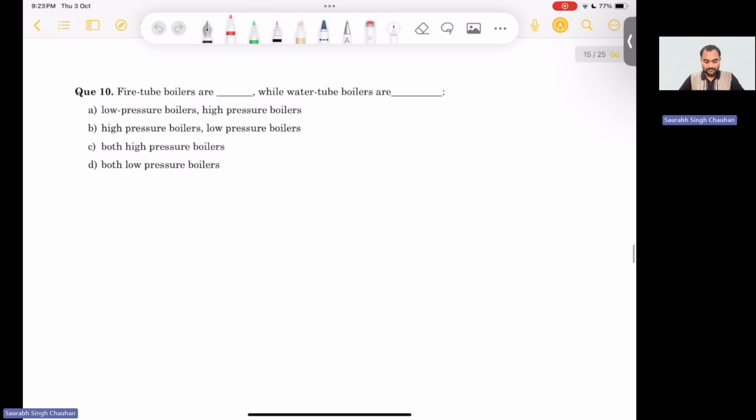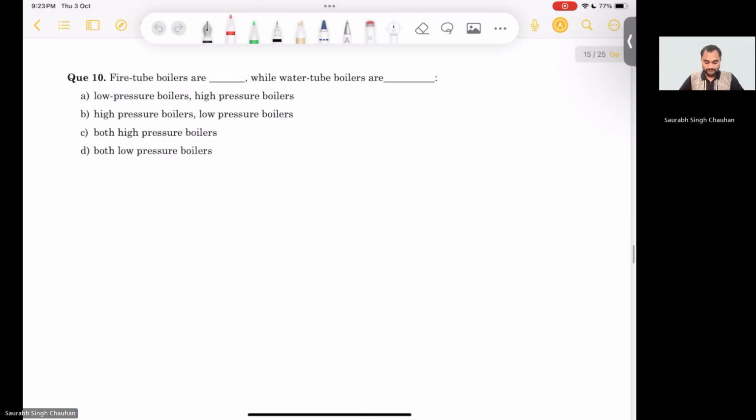Okay. We have question number 10. Question 10 says fire tube boilers and water tube boilers. So there are some low pressure boilers and some high pressure boilers. So either fire tube boilers are low pressure or high pressure, and water tube boilers are low pressure or high pressure. This we have to tell. So we know that in a boiler there is combustion taking place.